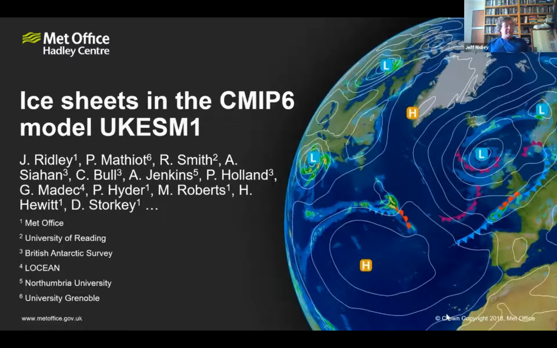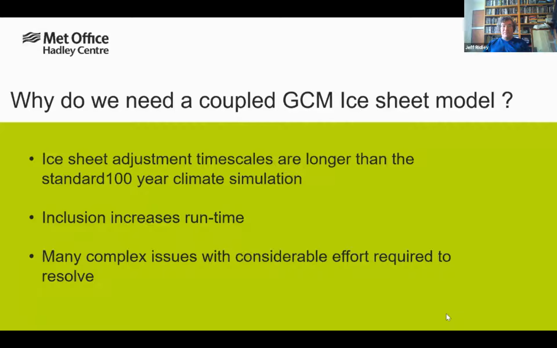But I'm going to be focusing mostly on Antarctica, because the Greenland ice sheet is easy to put into climate models, and about 20 GCMs have put in Greenland. But Antarctica is much more difficult, as I explained.